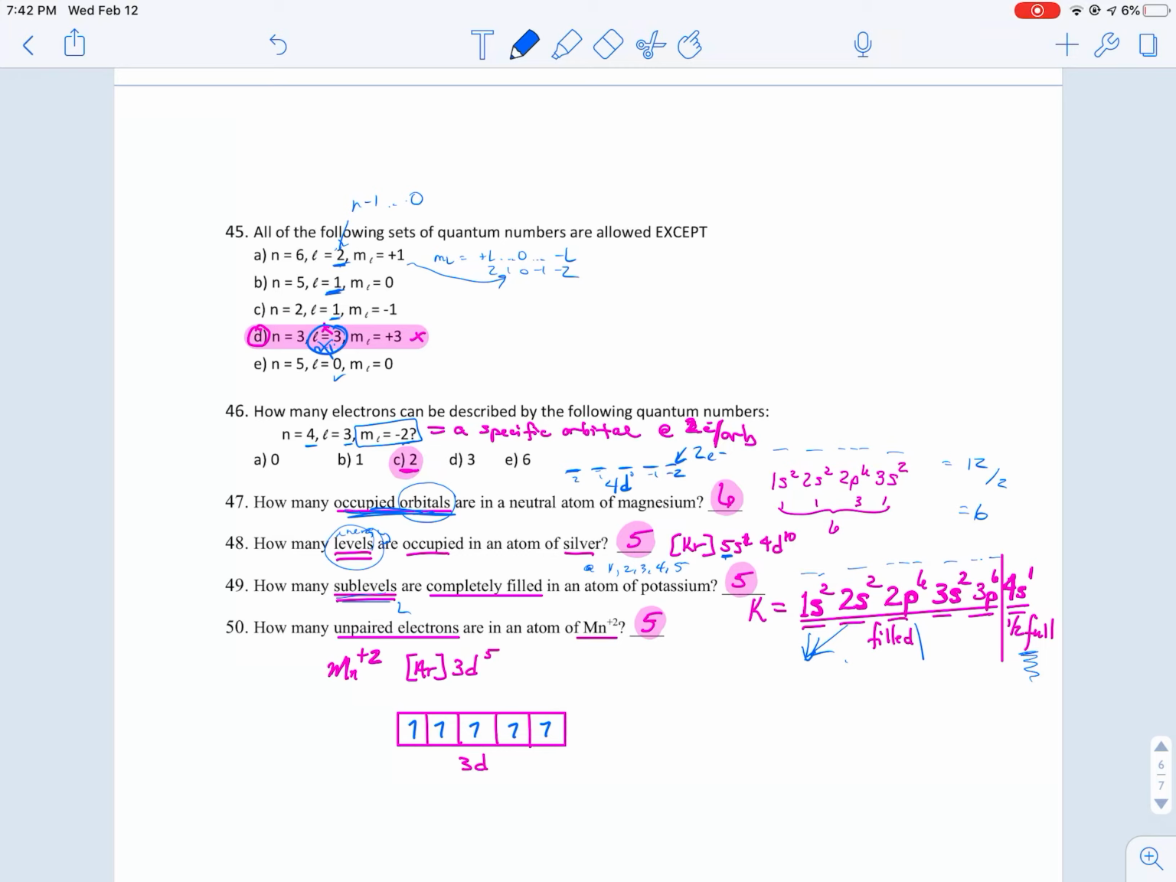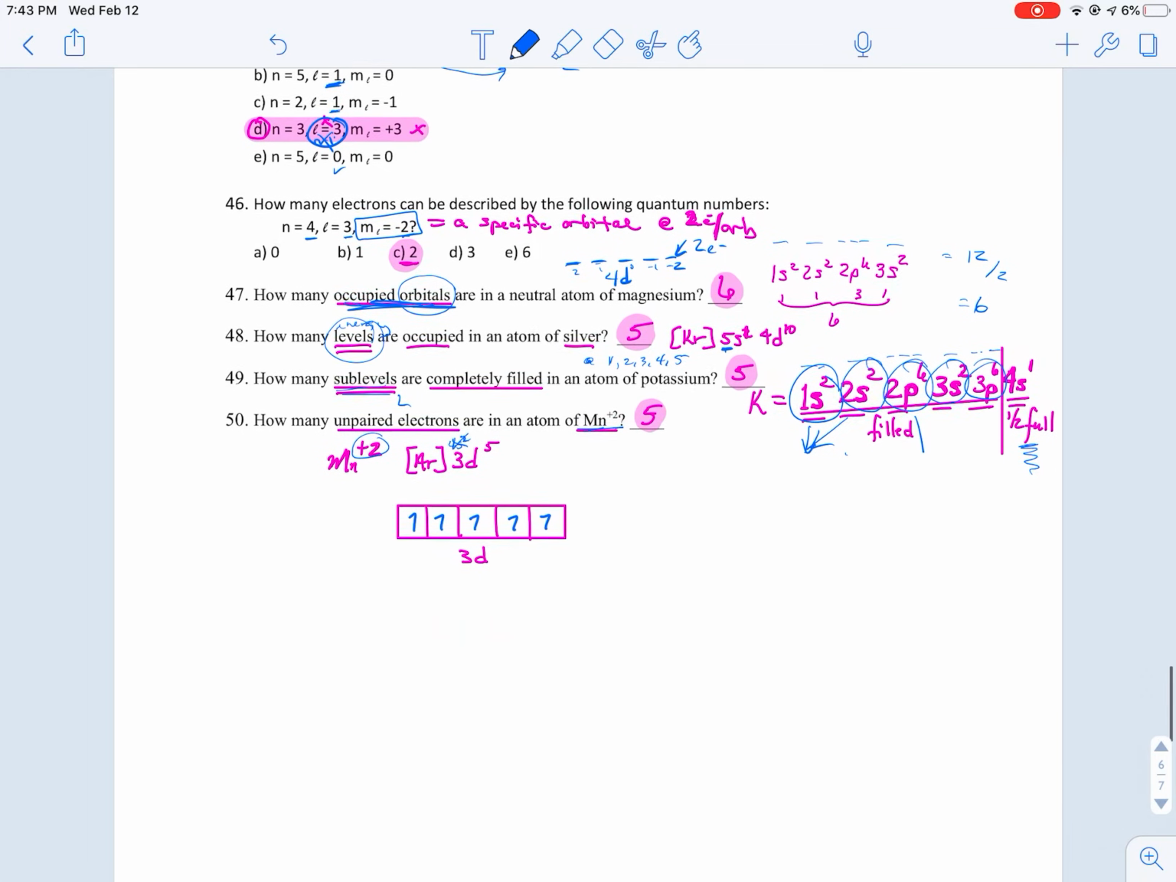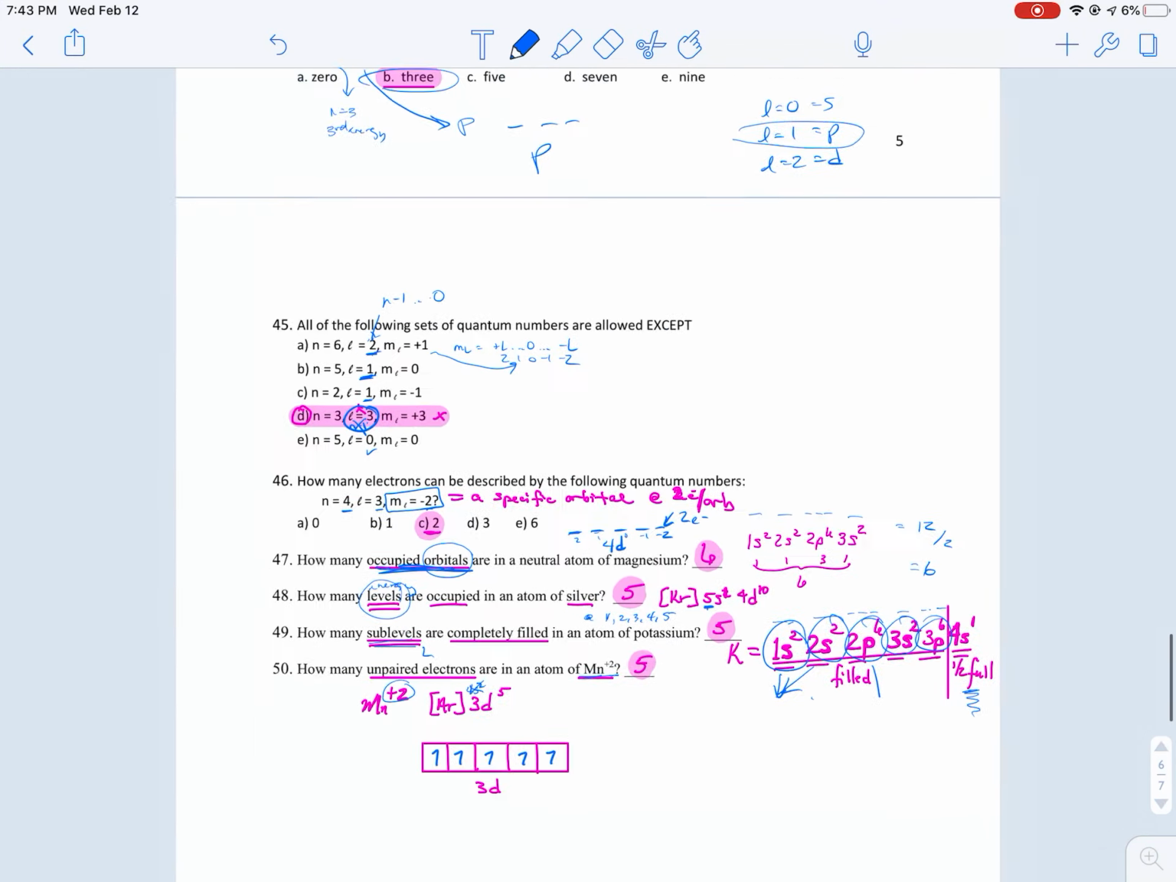Oh, it doesn't say how many types. So if it was asking how many types of sublevels, then there's S's that are filled and then there's P's that are filled. But this is asking how many sublevels are completely filled. And so we're saying that this sublevel, this sublevel, this sublevel, this sublevel, and this sublevel are completely filled. And last but not least, how many are in Mn plus 2? So you'll have to remember that there was a 4s2 in there, and it was taken out when it lost the 2 electrons right here.